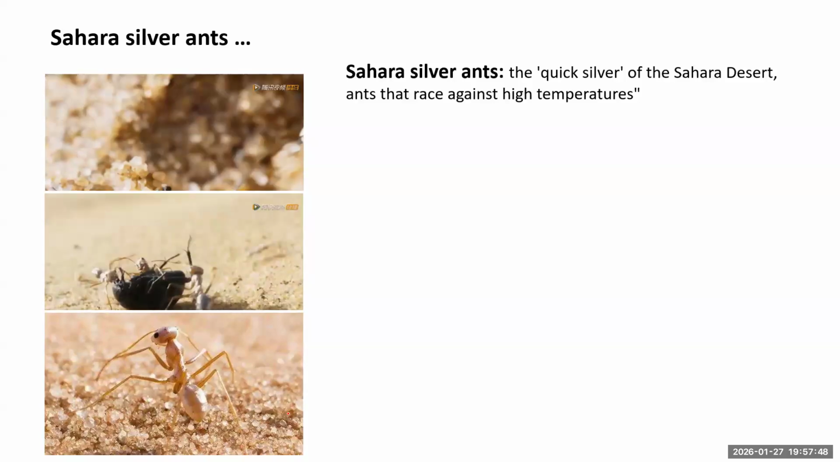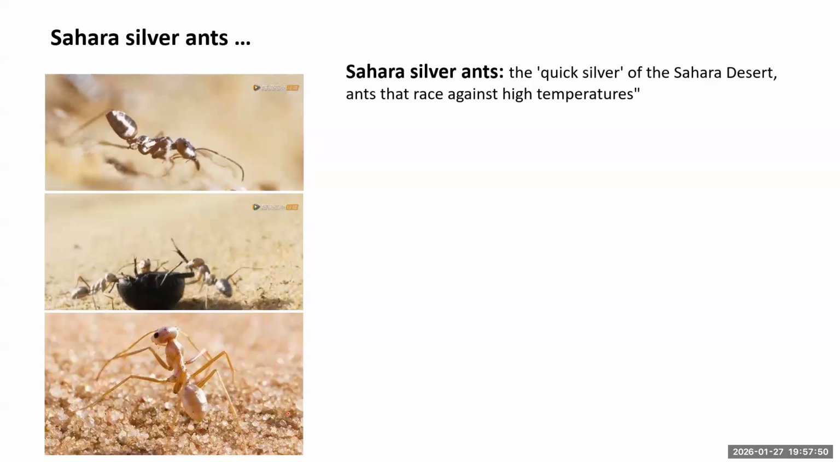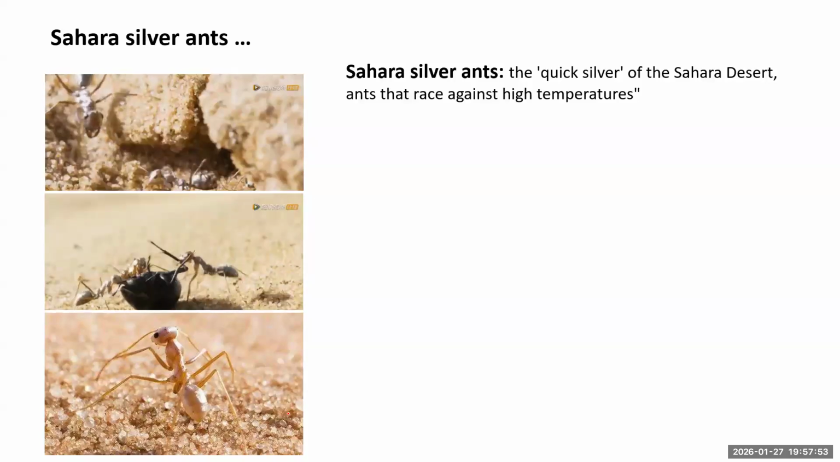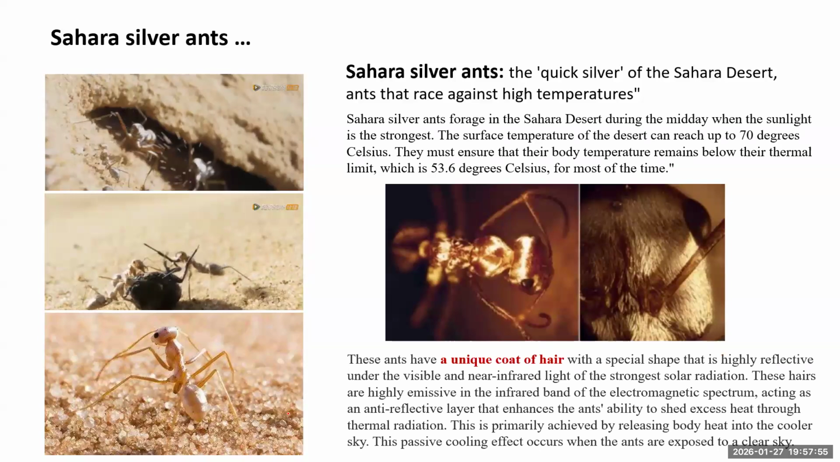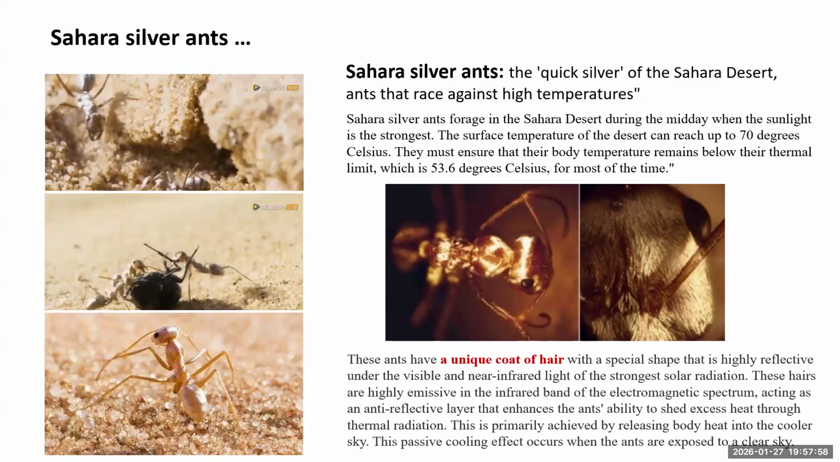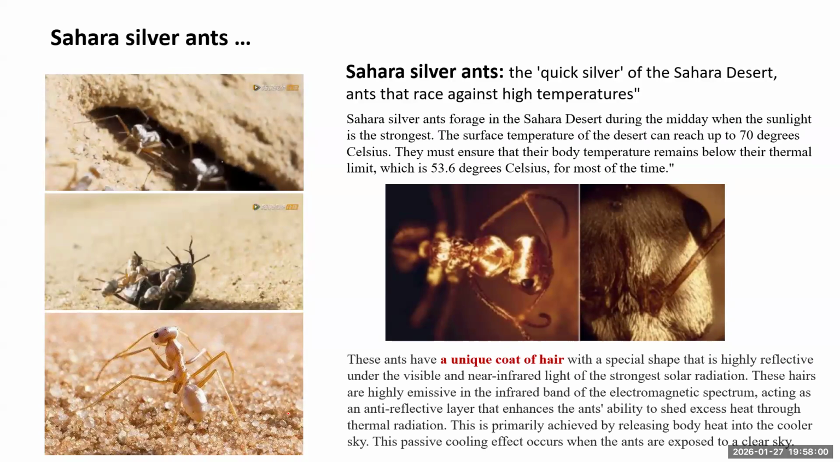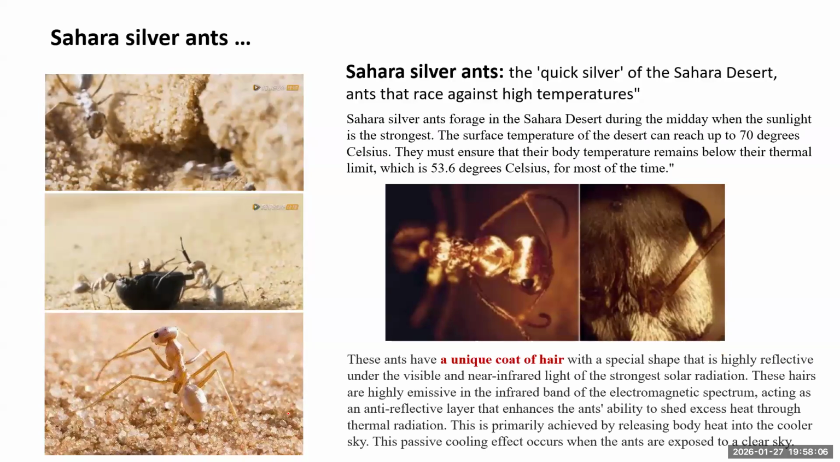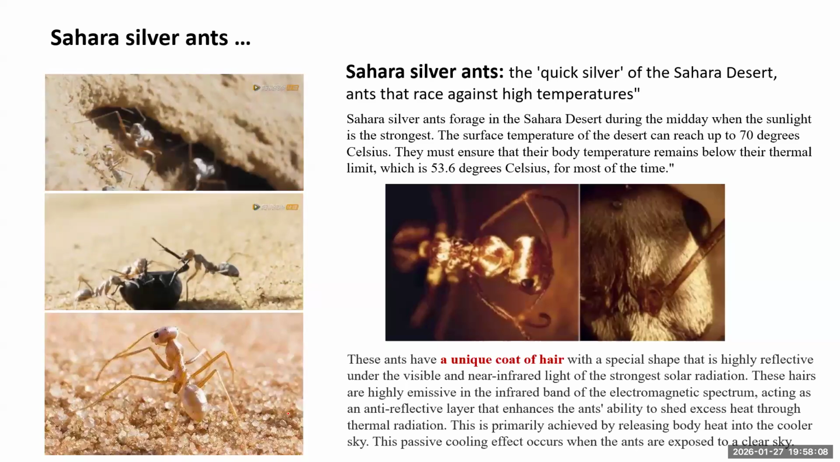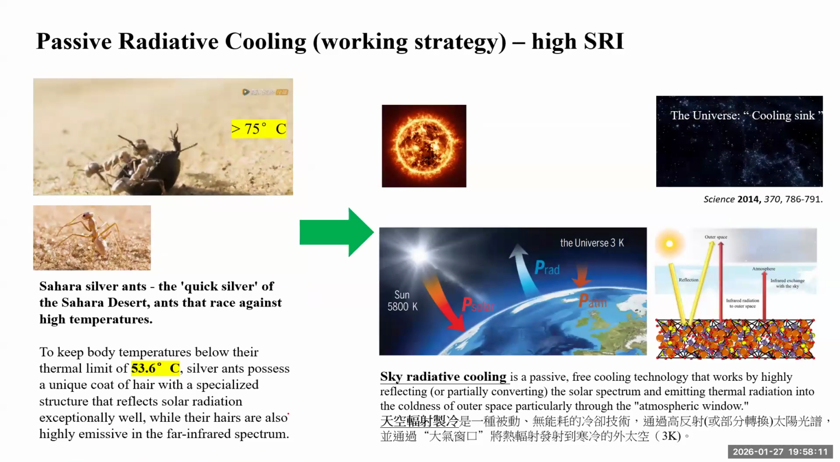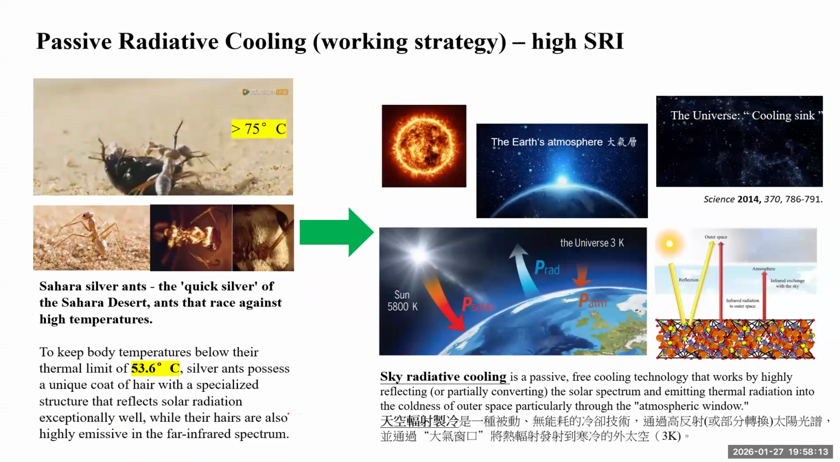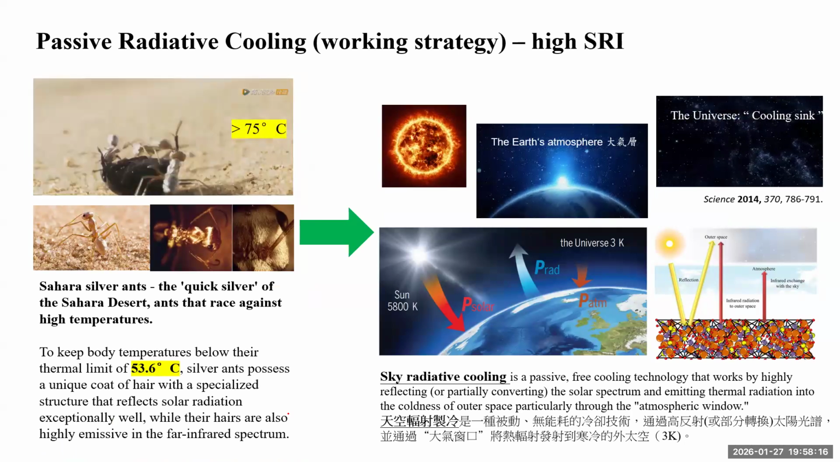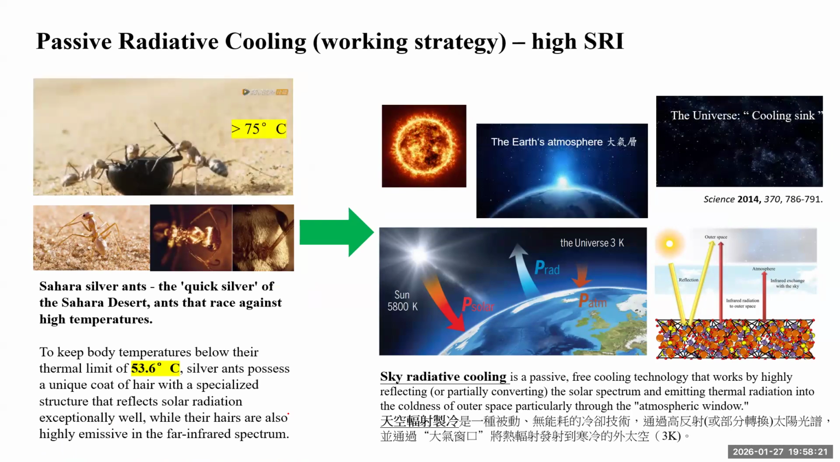How can they survive in an environment even higher than their body thermal limit? That is due to their body feature. Their unique coat of hair has higher solar reflectance and has higher thermal emissivity, especially in the atmospheric window. So this is the idea we get: a high solar reflectance index, reflecting solar irradiance, and also higher thermal emissivity.